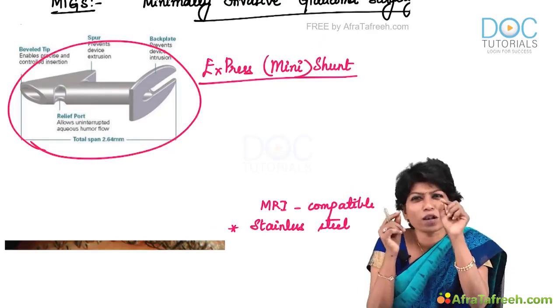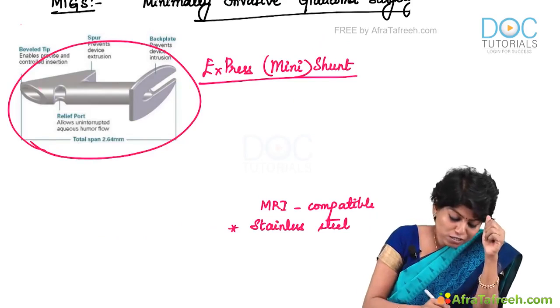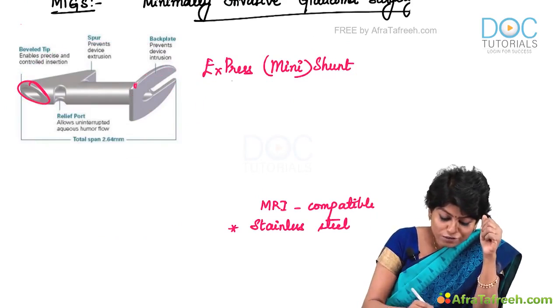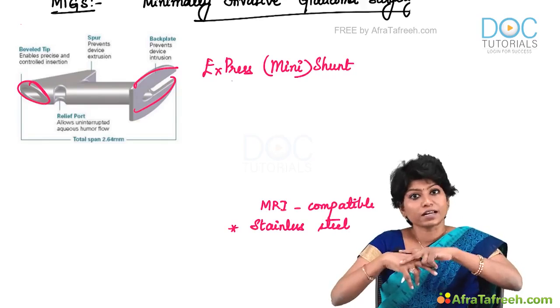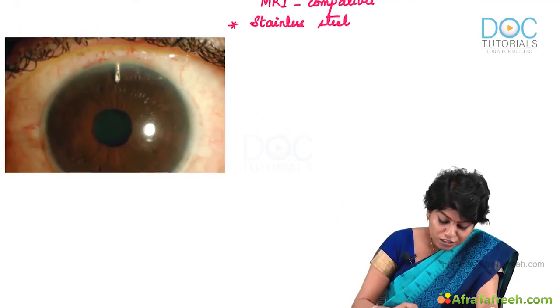It looks like the small nail that you drive into the wall. No, it looks exactly like this. So this is the inner component, this is the external component. You have a little flange. So the flange is there so that it holds it and it will not come out, you know, it will not extrude. So this is the Ex-PRESS mini shunt.